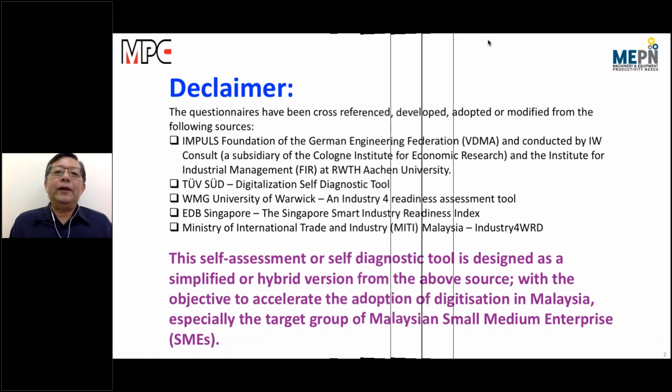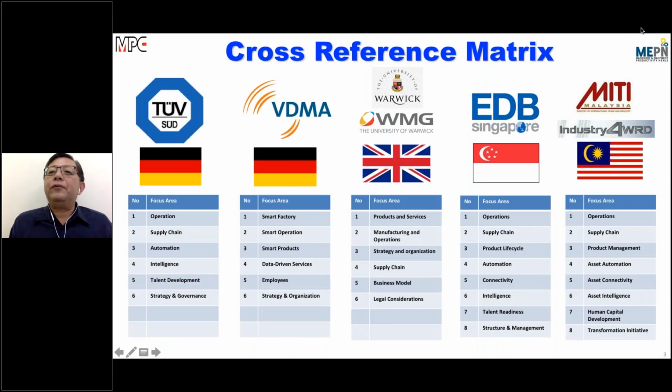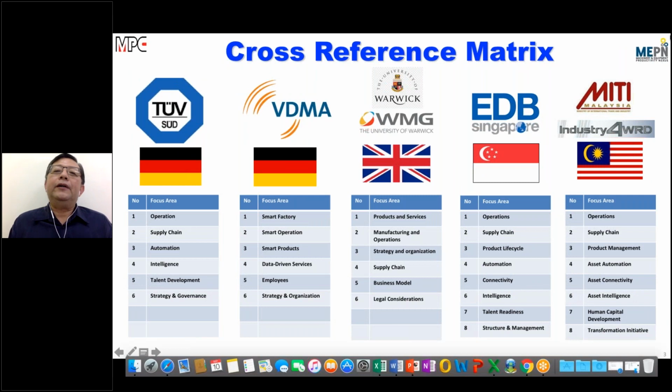Next will be the cost matrix for your reference. This is the matrix that you have, so you see how we benchmark against the best practices. Just now I mentioned that we look at their sources. TUV SUD has a focus on Industry 4.0, looking at 6 areas: operation, supply chain, automation, intelligence, talent development, strategy, and governance.